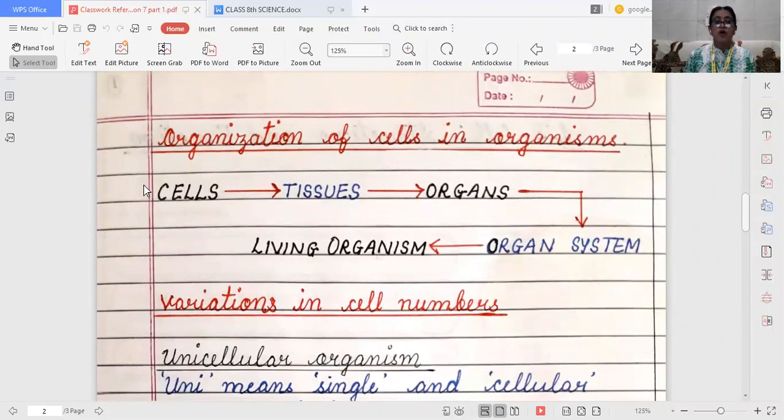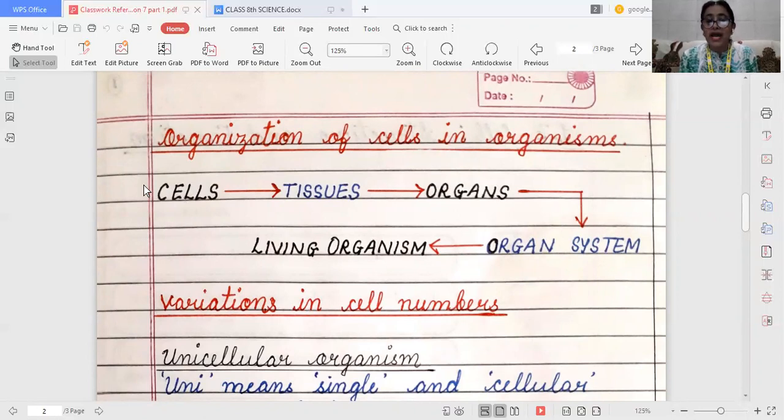Now, the group of cells, they make tissue. So what is a tissue? The group of cells, they make a tissue. And then the group of tissues, they make an organ. Different organs together, they form an organ system, and different organ systems together, they make one living organism.